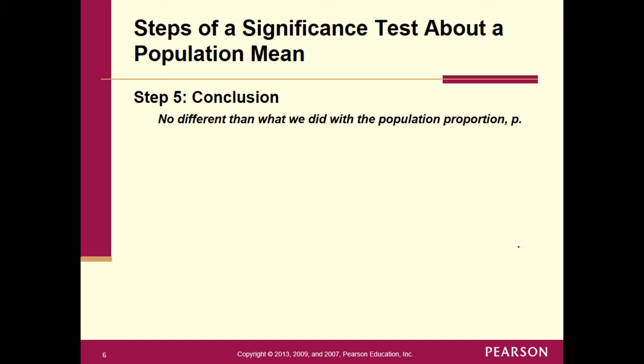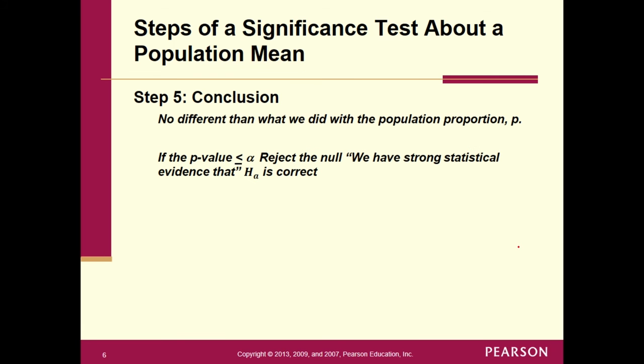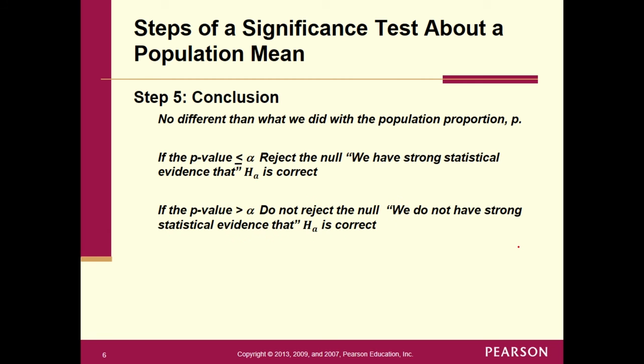Conclusion: same idea, no different than what we did before. If the p-value is less than or equal to alpha, you're going to reject the null. We have strong statistical evidence that the alternative is correct. If the p-value is greater than alpha, do not reject the null, and we do not have strong statistical evidence that HA is correct.